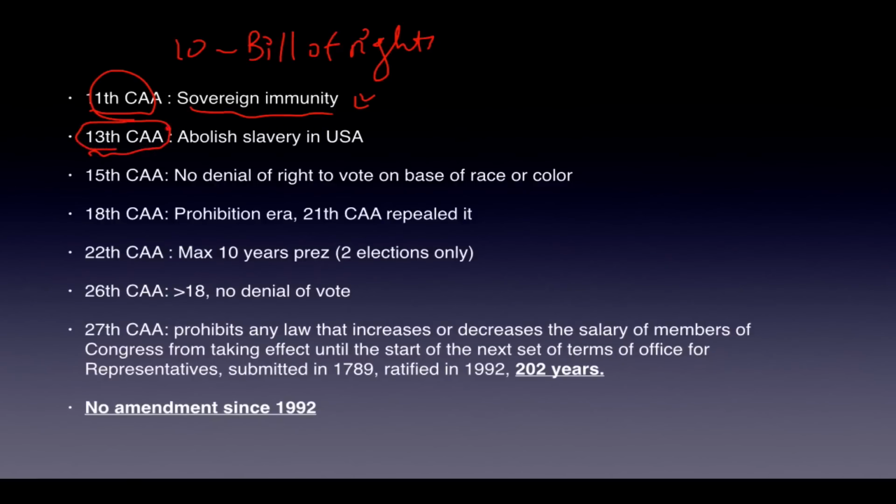The 13th Constitutional Amendment Act is one of the most important amendment acts, done by Abraham Lincoln. Must see the movie Lincoln. It abolished slavery in the USA except as a form of punishment. Then the 15th Constitutional Amendment Act, that is again a good thing, a positive approach to ending racism, that is, no denial of the right to vote on the basis of race.